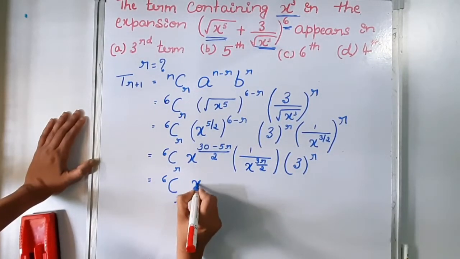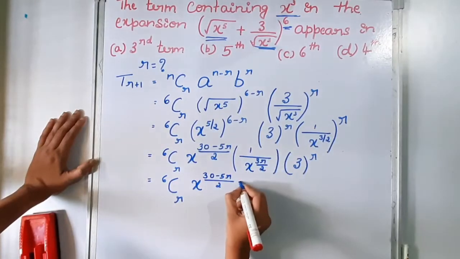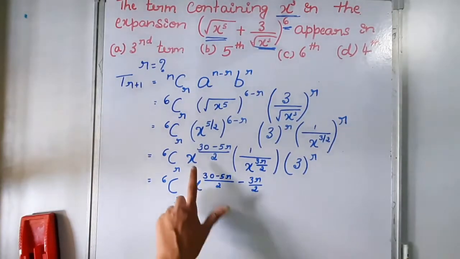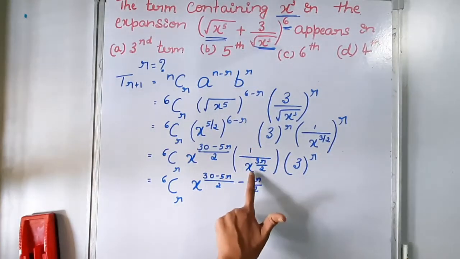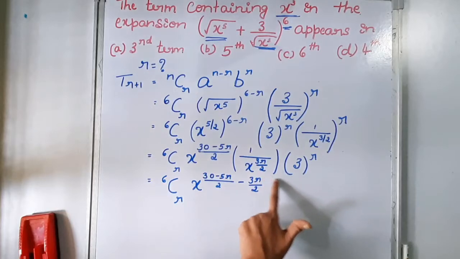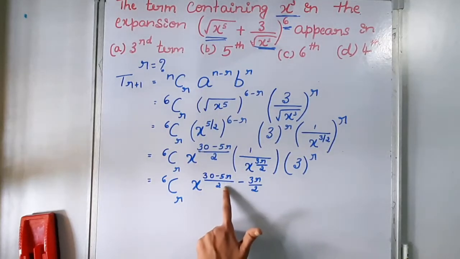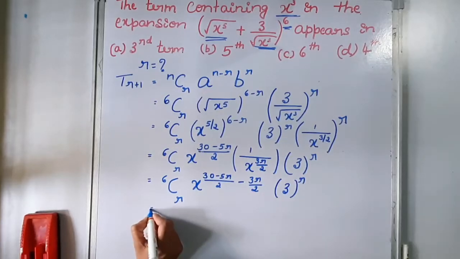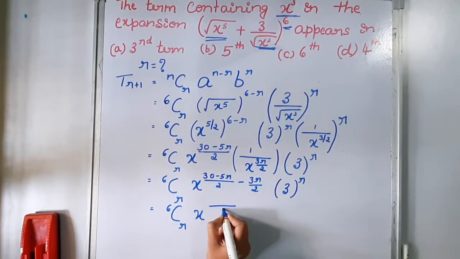6Cr x to the power, see here, (30-5r)/2. When this goes up, it will be minus 3r/2. Agree? I have just collected the terms in x. See, x^((30-5r)/2) as it is, 1 divided by x^(3r/2); when it goes up, it will be x^(-3r/2). So the bases are the same, you can collect the powers, right? And into 3^r as it is. So this will be now 6Cr x to the power. We'll take the LCM. LCM is 2.